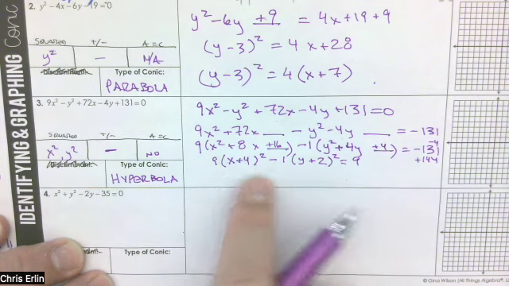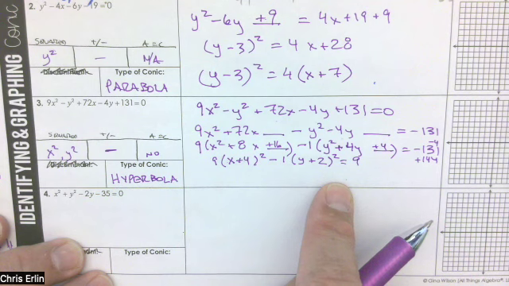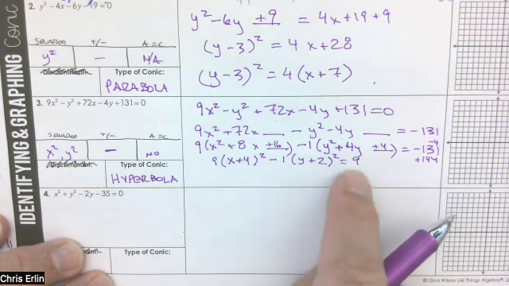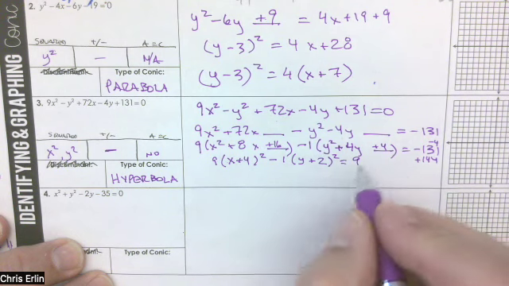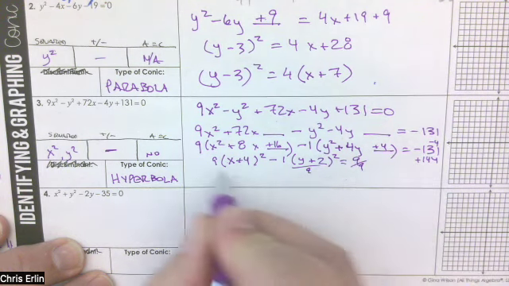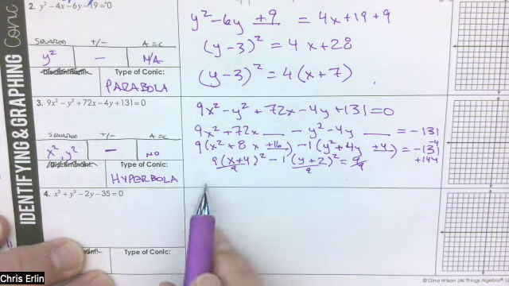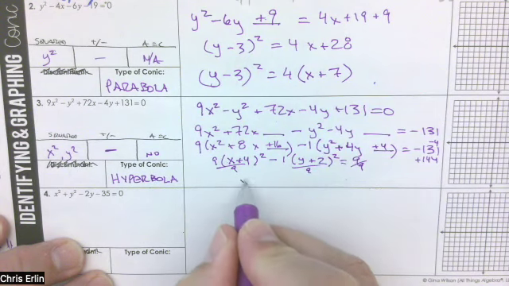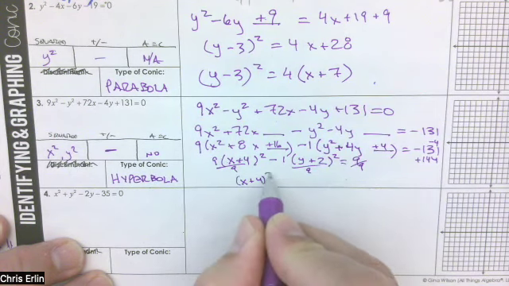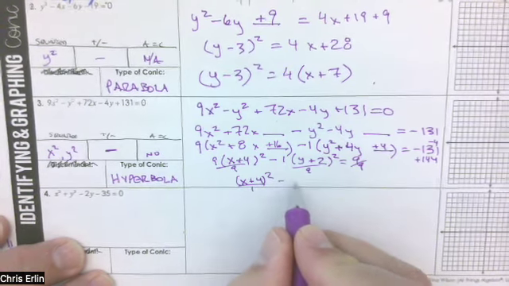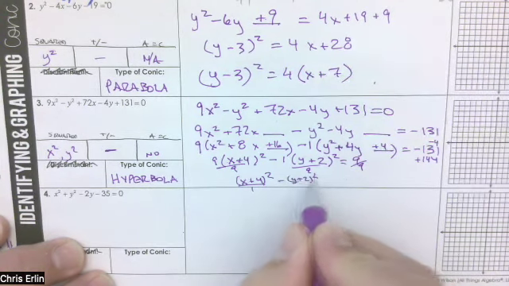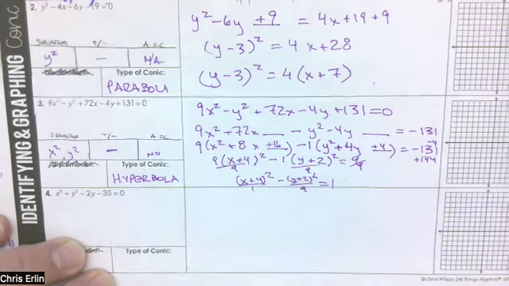So I've completed the squares, but to turn it into a hyperbola form, I need to get this right-hand constant to be 1. So what do I divide both sides by? Yep, divide this by 9, divide this by 9, divide this by 9. And these end up canceling. So now I get (x plus 4) squared over 1 minus (y plus 2) squared over 9 equals 1.